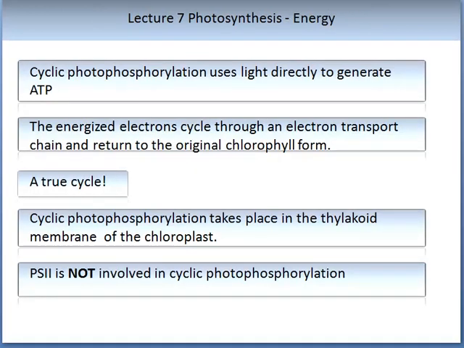The process of generating ATP is called cyclic photophosphorylation, as it uses light directly to generate the ATP. The energized electrons cycle through an electron transport chain and return to the original chlorophyll form. This is a true cycle. Cyclic photophosphorylation takes place in the thylakoid membrane of the chloroplast. It is important to know that photosystem 2 is not involved in cyclic photophosphorylation.